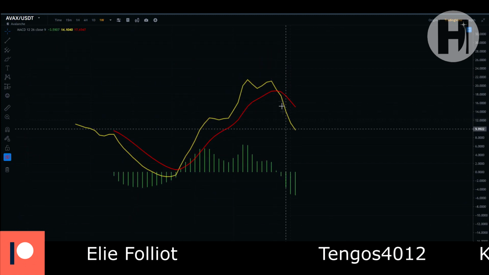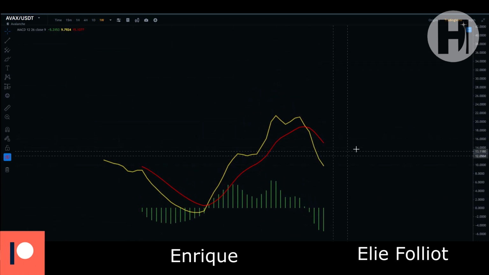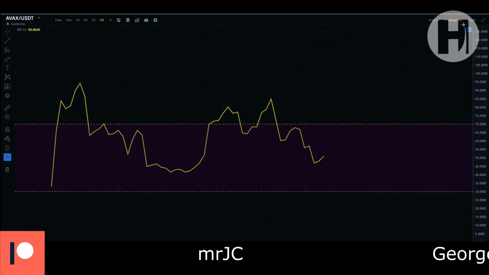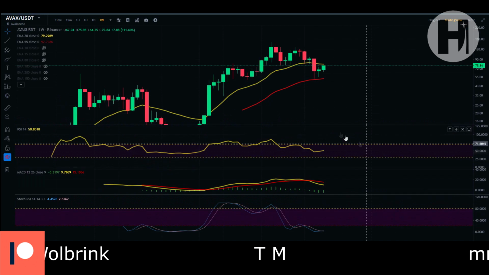The MACD is getting a bit overextended on the weekly chart, so potentially we're going to see a reversal very, very soon. And the RSI is pretty much neutral, sitting in the middle on the index of 50.